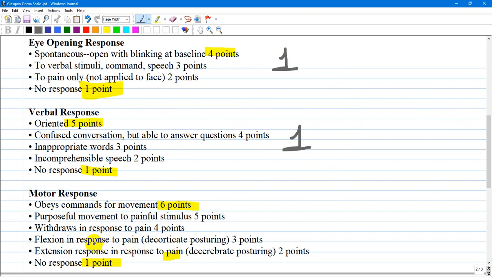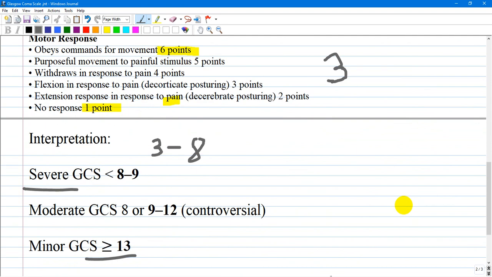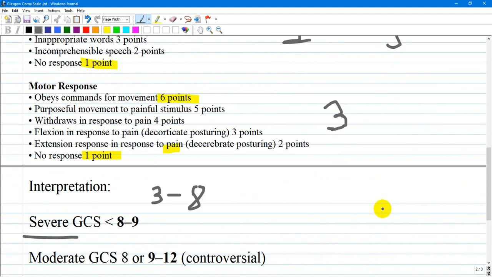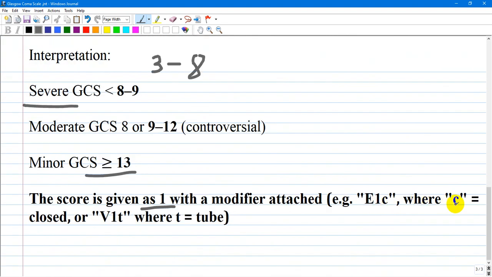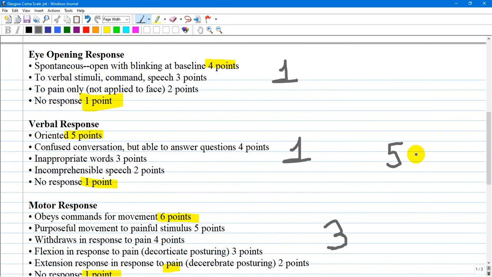And motor response, flexion in response to pain, for example, 3 points, and the total will be 5 points, but we are adding, as you see here, C for closed eye and T for tube. Tube and closed eye, so 5 TC, leaving a motor score of 3 for abnormal flexion.